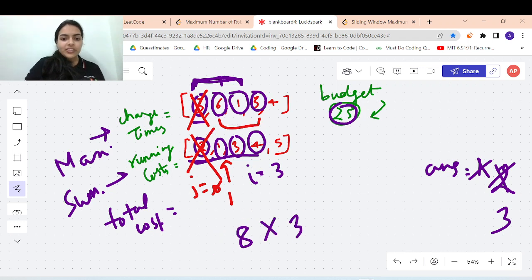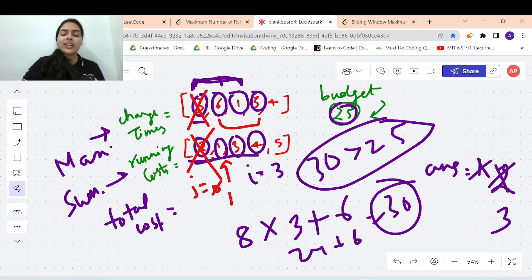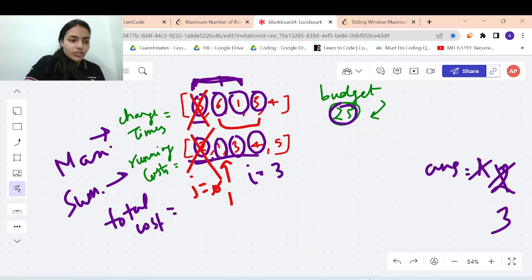How many elements do we have? 3. And what is the maximum among these 3 elements? It is equal to 6. So 24 plus 6 is equal to 30. Now 30 is also greater than 25. 30 is still greater than the budget. That means this is also unacceptable. That means you have to remove this element also.